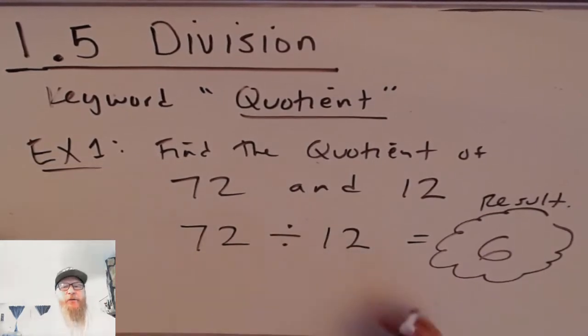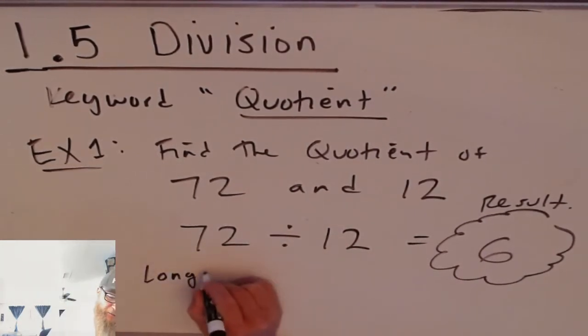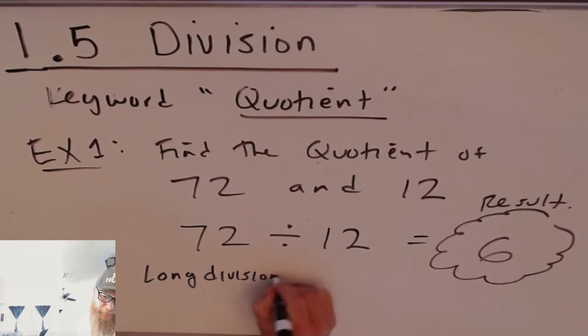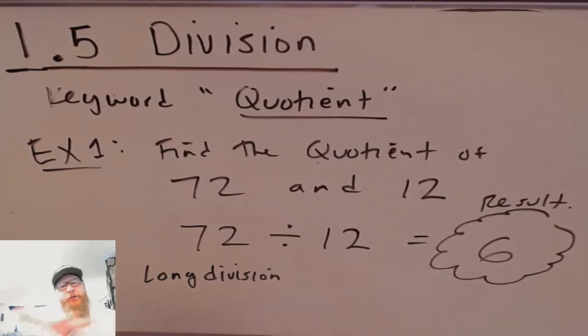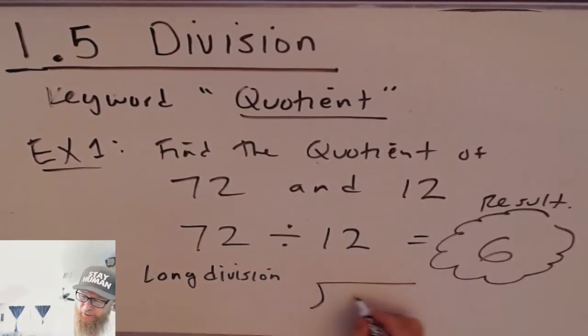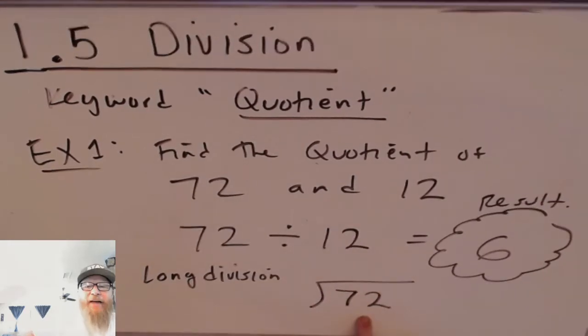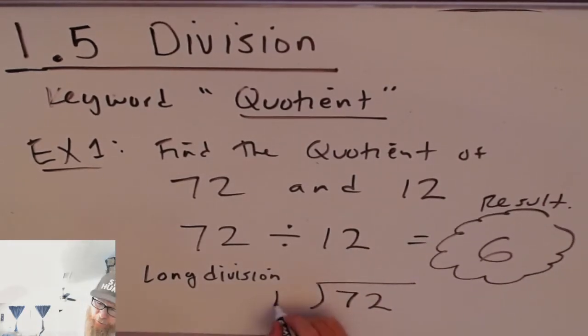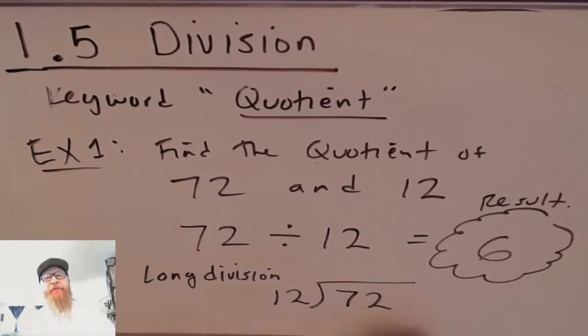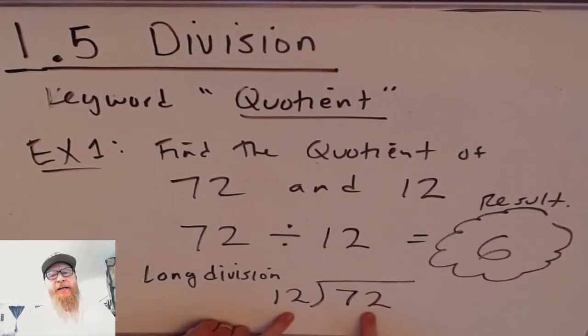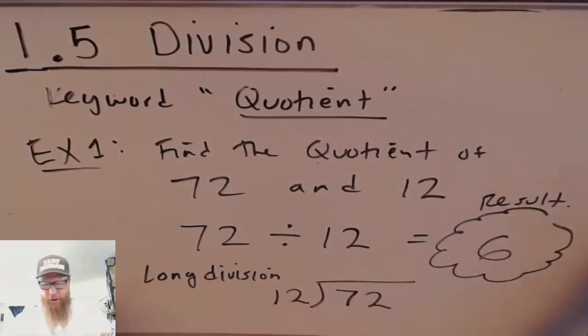If you can't do it with mental math, then you can use long division. Long division, you read it backwards. So this reads 72 divided by 12. You have to be very careful that you put it in the right order. So 72 goes on the inside. We call that the dividend. And 12 is called the divisor.